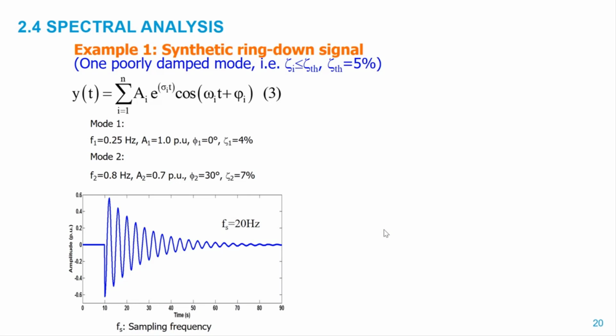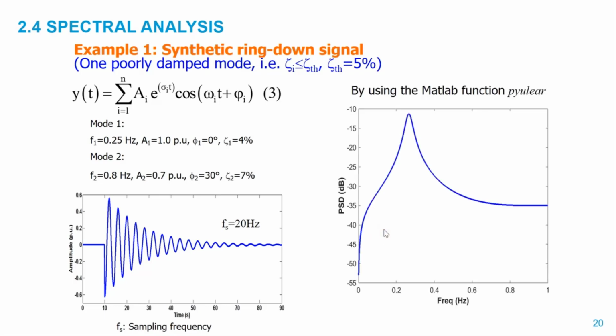So we have for this purpose a synthetic ring down signal in which we have one poorly damped mode. In our case, we define a threshold of 5% damping ratio as the reference to say whether it's poorly damped or not. And in our example, we build a synthetic ring down with two modes, one with 0.25 Hz and 4% damping ratio, and the other one which has somewhat higher frequency and higher damping ratio. We visualize the plot of this synthetic signal here, created in MATLAB, and also considering a sampling frequency of 20 Hz. When we apply the pyulear function in MATLAB, we will obtain the power spectral density, and then we can plot it. It will be something like what you see in the figure to the right.